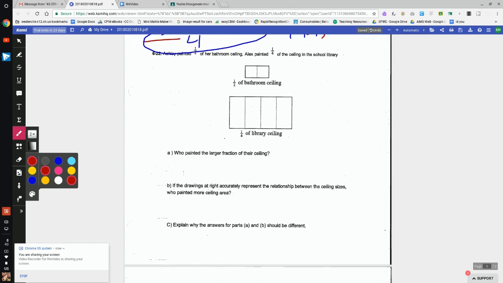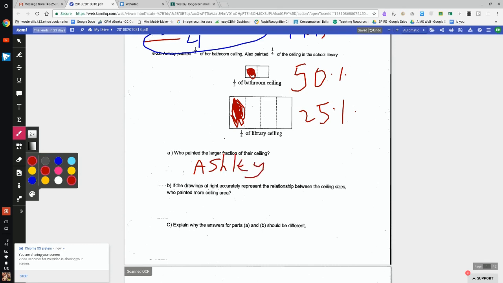Question 622. Ashley painted half of her bedroom ceiling. Alex painted 1/4 of the ceiling in the school library. There's the picture of the half. There's a picture of the fourth. Who painted the larger fraction of the ceiling? Now again, if you look at the 2 pictures, they are different sizes. But again, half is greater than a fourth, because he's only painting 25%. She's painting 50% if we're going to look at it as a percentage. So we already know that Ashley painted the larger part.